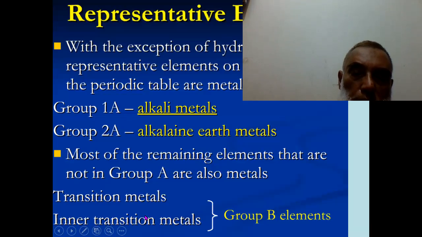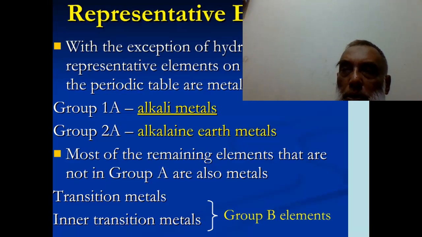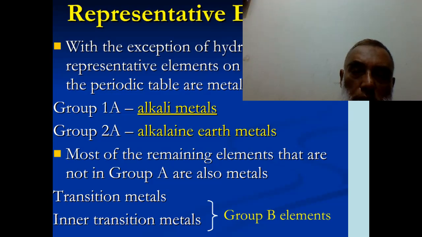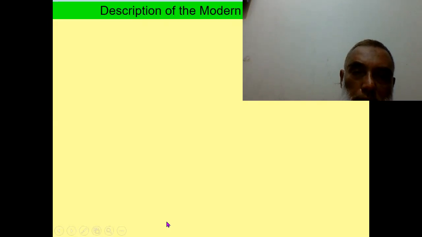Then representative elements are the main group elements, and these are included in the s block and p block of the periodic table. So all s block elements and p block elements are representative elements. The d block elements are known as transition metals, and f block elements are known as inner transition metals, or lanthanides, actinides, etc.